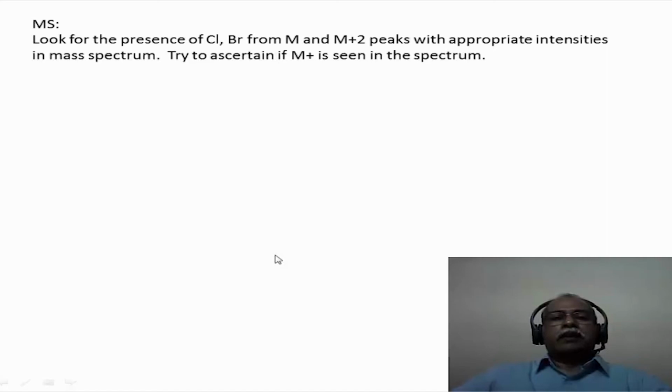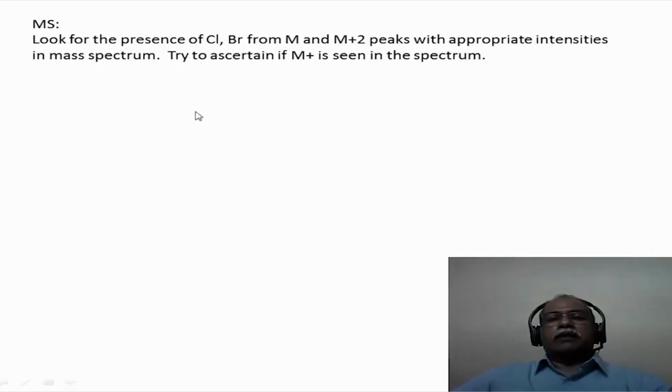In the mass spec, look for the presence or absence of chlorine or bromine, which can be inferred by the appearance of M and M plus 2 peaks with appropriate intensities. If it is a chlorinated compound, M and M plus 2 will be in a 3:1 ratio. If it is a bromine compound, it will be a 1:1 ratio. From the intensity ratios and the number of multiplets that you see in the M, M plus 2, M plus 4 region, you can even tell how many bromines and chlorines are present in the system.